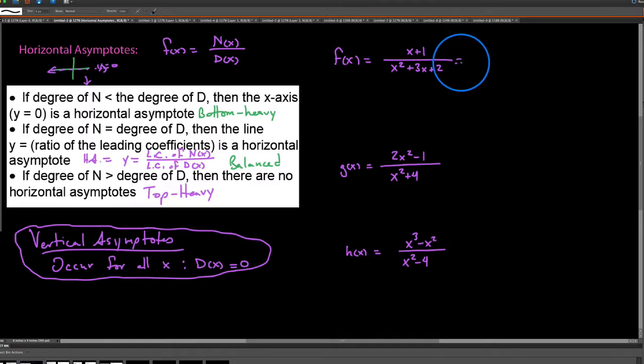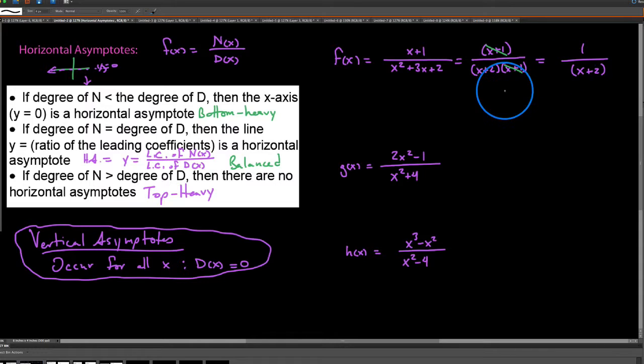And I just want to point this out: before we do anything, we need to simplify these expressions if possible. I notice that in this first case, we can factor the denominator into x plus 2 times x plus 1, which means that our x plus 1's hit the road, and the simplified form of this rational function is 1 over x plus 2.